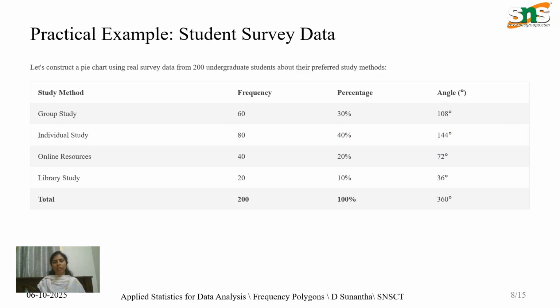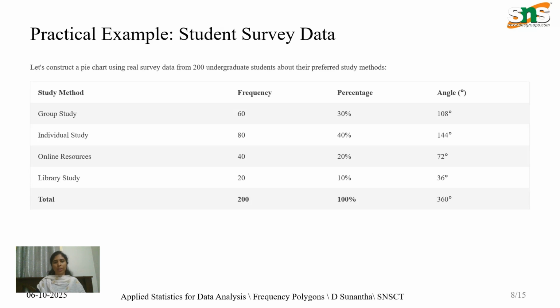Next, let us consider one example problem in which a study method is given which can be incorporated into a pie chart. Here we consider 200 undergraduate students who perform different study methodologies, which are group study, individual study, online resources, and library study. 60 students perform group study, 80 students perform individual study, 40 students perform online resources, 20 students perform library study.